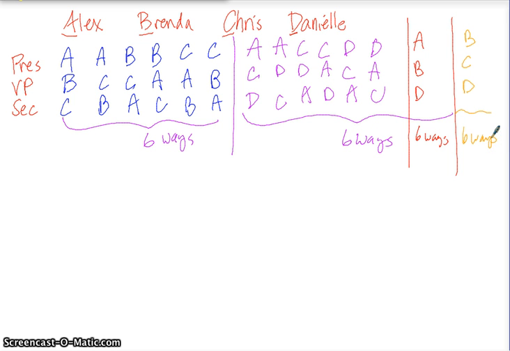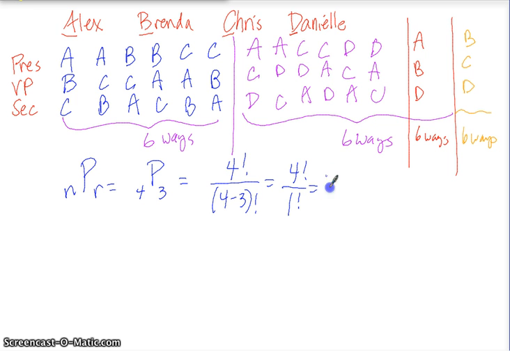Or going back to the permutation, it would be nPr. There are 4 people, and I'm choosing 3 of them. So that equals 4 factorial divided by 4 minus 3 factorial. So that's 4 factorial divided by 1 factorial, which is just 4 times 3 times 2 times 1, which is 24 different ways. I could name Alex, Brenda, Chris, and Danielle, give them titles, and I could list them all out, but that's just a big pain.